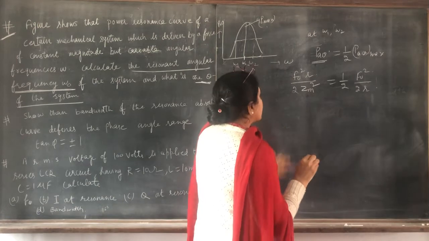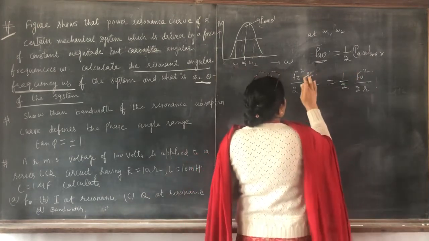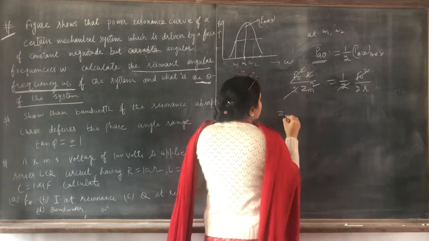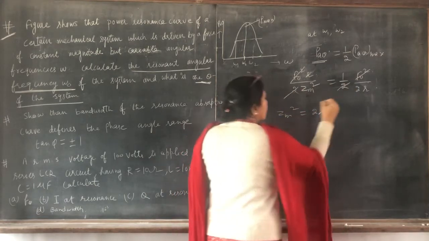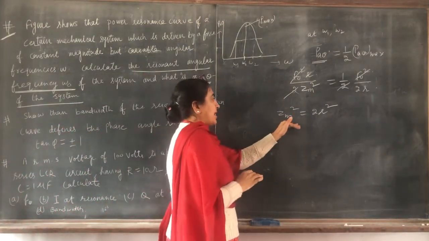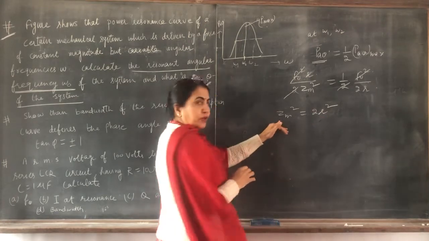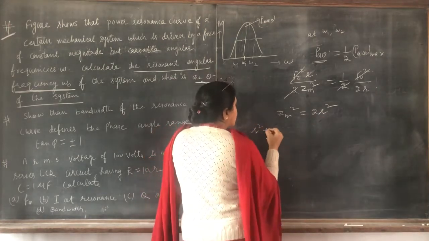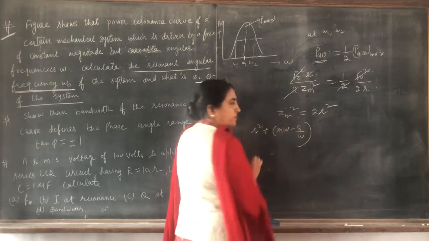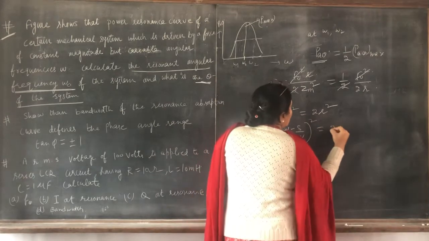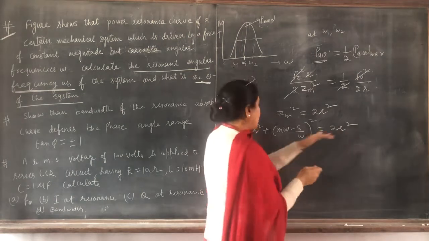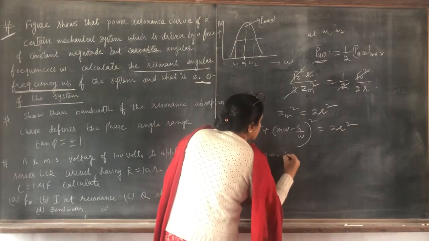Now cut the things. R doesn't go. F naught square goes with F naught square, 2 goes with 2. So Zm square becomes 2R square. Here we have this relation directly. So Zm square is equal to 2R square, but we know Zm square is R square plus (M omega minus S over omega) whole square. That is equal to 2R square.